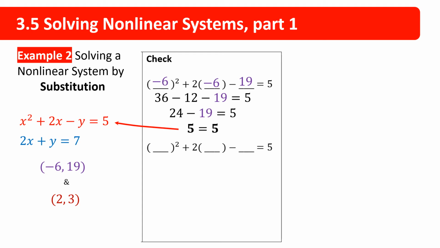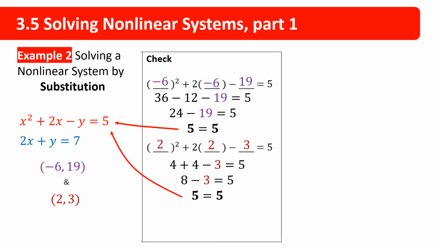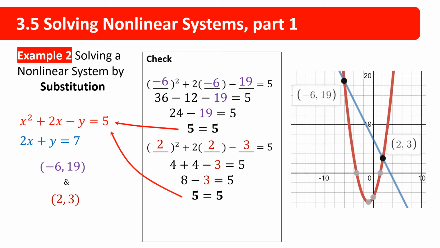If we do the same work for our second point, wherever we see x, we plug in a 2. Wherever we see y, we plug in the 3. 2 squared is 4. 2 times 2 is 4. And we're still subtracting the 3. So 4 plus 4 is 8. 8 minus 3 is 5. So again, we come to a true equation. It works. And again, they're referencing that 5. We're not asked to graph this, but we can see the parabola and the line intersecting at negative 6, 19, and at 2, 3.